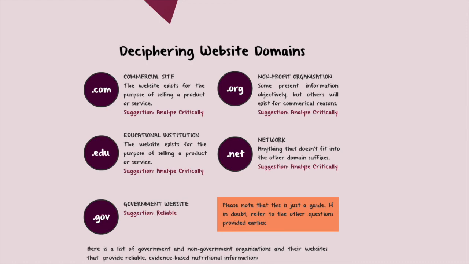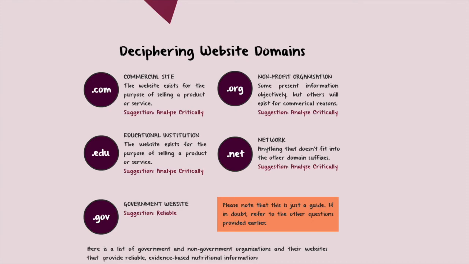.org indicates that it is a non-profit organisation. While some organisations will represent information objectively, some will exist for commercial reasons, so it's important that the information be viewed critically. .net generally can be used for anything that does not fit into the other domain suffixes, therefore should be analysed critically. Please note that this is just a guide, and if you're in doubt, refer to the questions that were provided earlier.